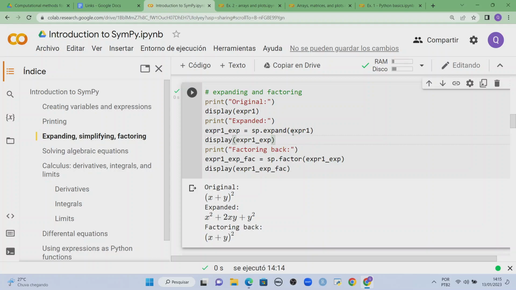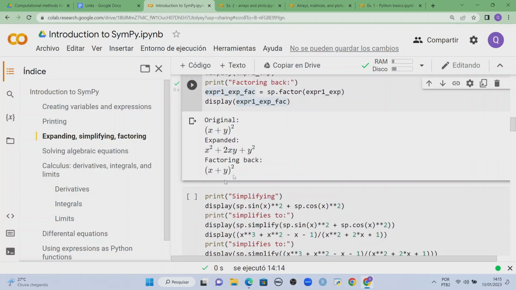I just have to use this function expand, and the expression is the argument, okay? In the same way, you can factor, okay? So if I take this expanded expression here, and I want to factor back, I call the function factor on this expanded expression, okay? And now I have the factored expression, which is just the original expression back, okay? So you can factor, you can expand. What else can you do, right?